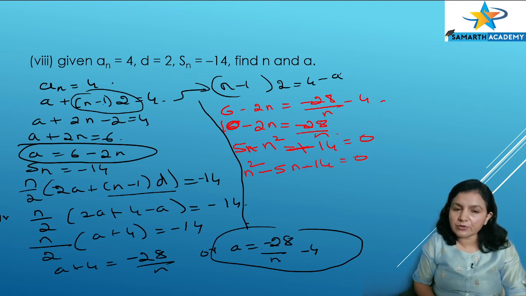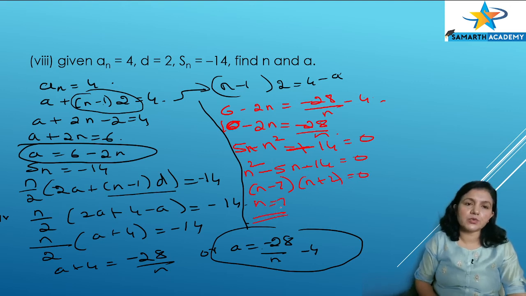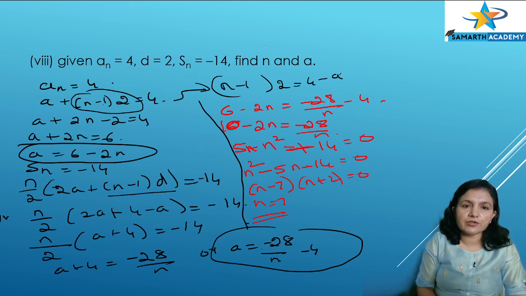When we multiply, we have to get minus 14. When we add, we have to get minus 5. So what are the two terms? Minus 7 and plus 2. So n minus 7 and n plus 2. So n equal to 7 or n is equal to minus 2. n cannot be negative, hence n is equal to 7. We found the value of n.